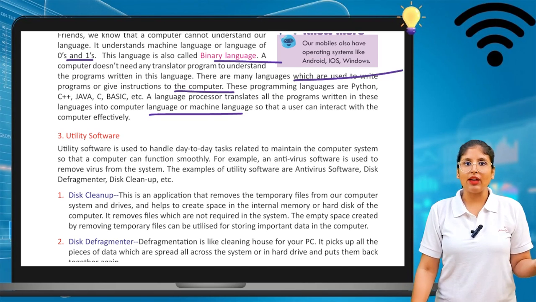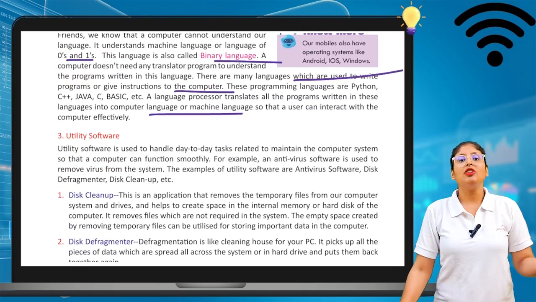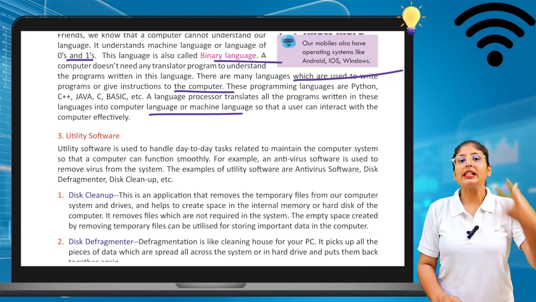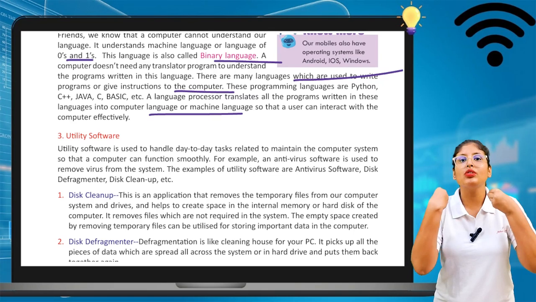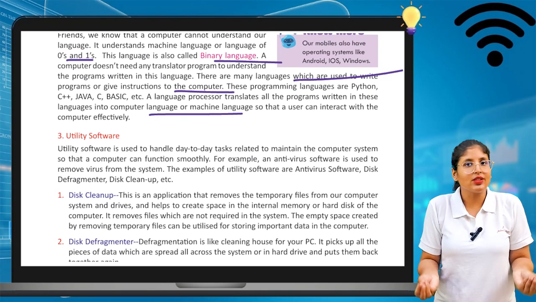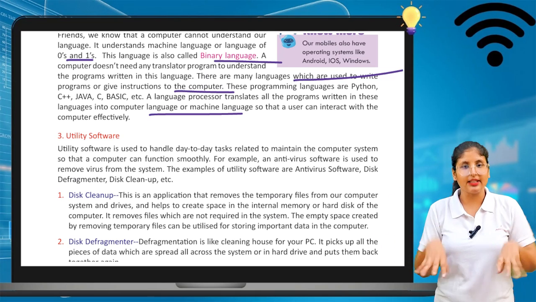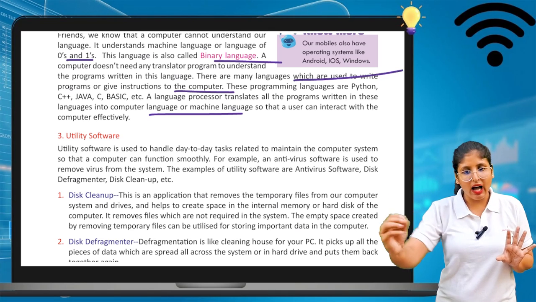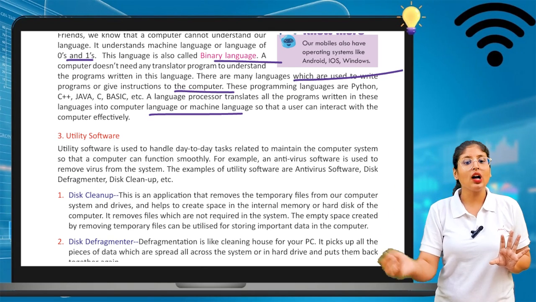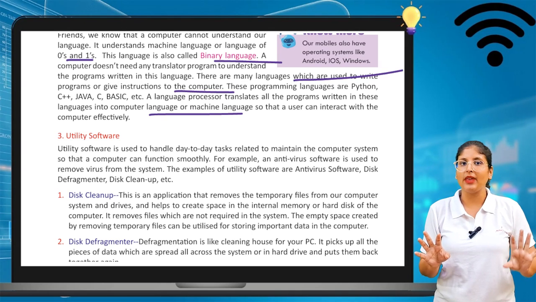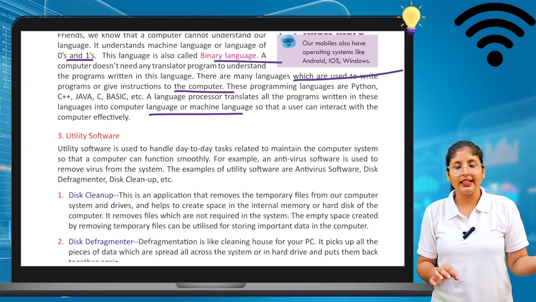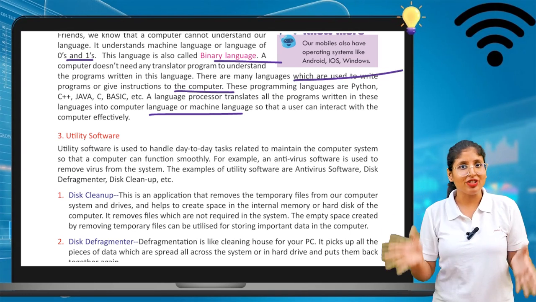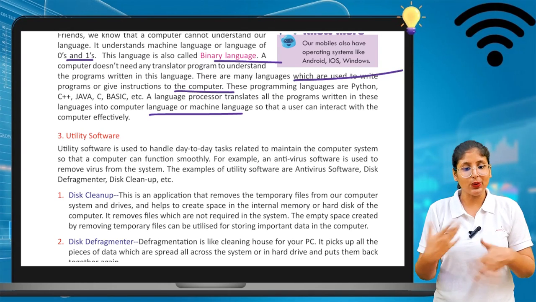So what does language software do? It translates the program language into the machine or computer language, so that the computer can understand what the user wants to do. So a language processor translates all programs written in C++, Java or anything else into the machine language, so that the user can interact with the computer efficiently. This is how they are able to interact with it.